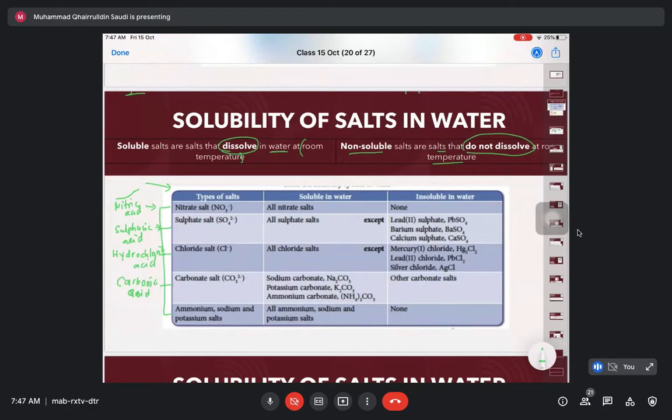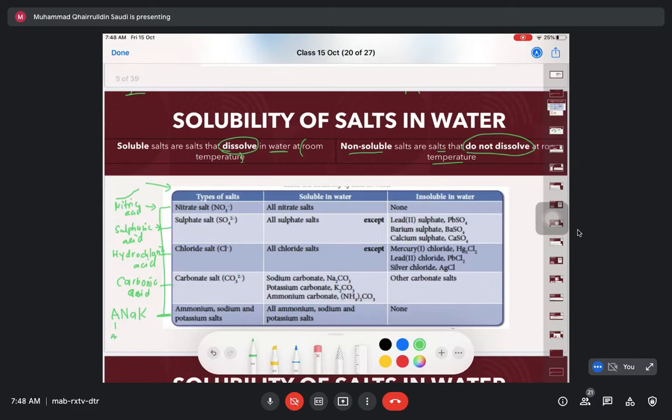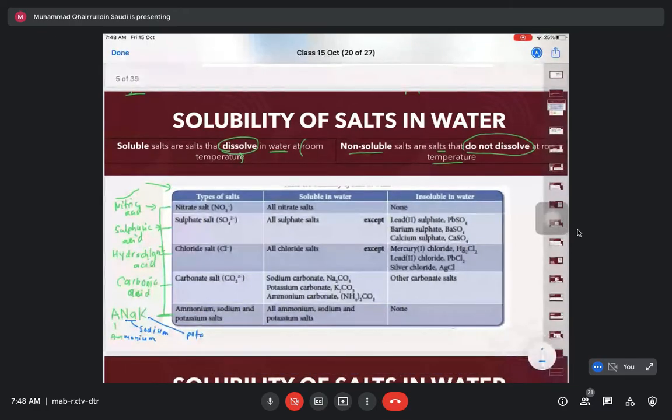Okay. Well, this one, ammonium, sodium, and potassium salt, we usually call them as anak salt. A is for ammonium, A is sodium, while K is potassium. So these 3 salts are special, sebab tu kita ada dia different group.